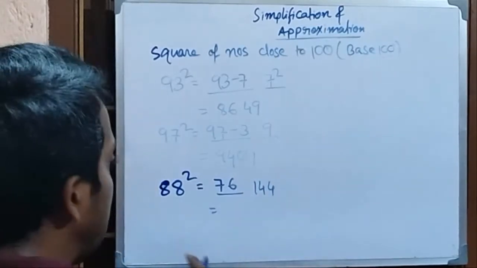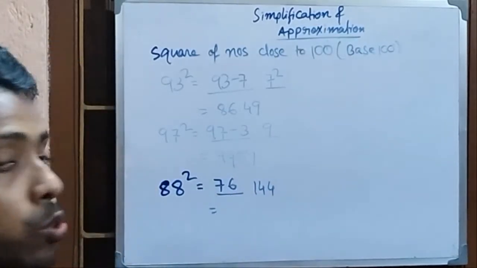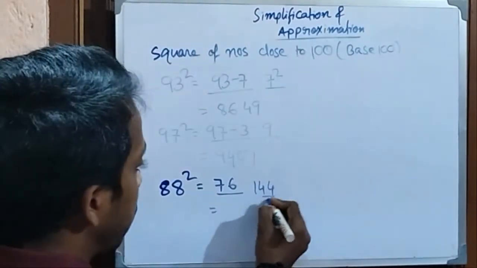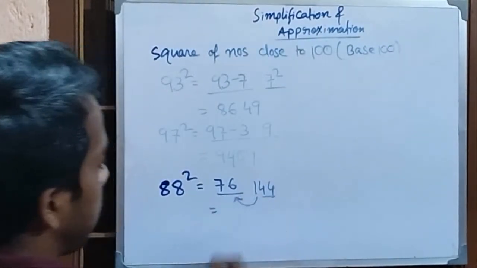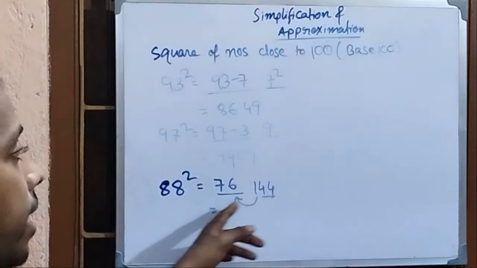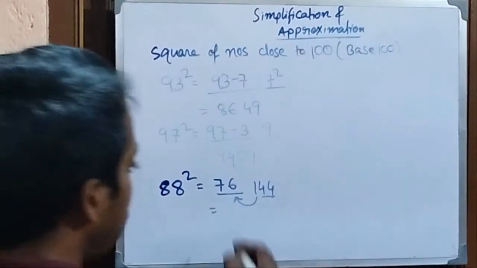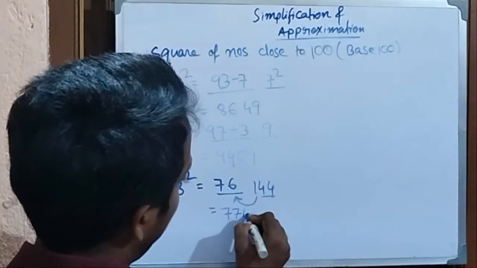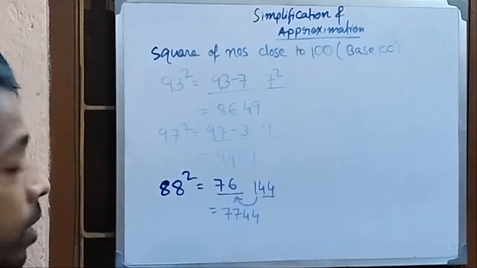Now, as you know that each of these boxes would carry only a 2-digit number, so only 44 would be there, and one should be carried forward to the first box and added to the first part. So 7744 is the answer.